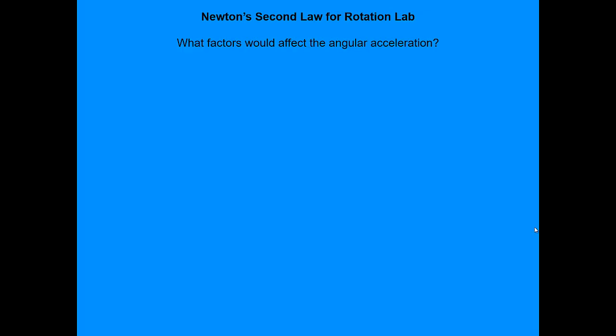Well, I think the obvious one, of course, is how much torque you apply. Right? If you apply more torque, I think you would expect it to spin faster. And the other one's a little bit trickier. Right? Now, you might think with the linear analogy, right, it would have something to do with the mass. But as with pretty much everything in rotation, it's a little more complex than that.